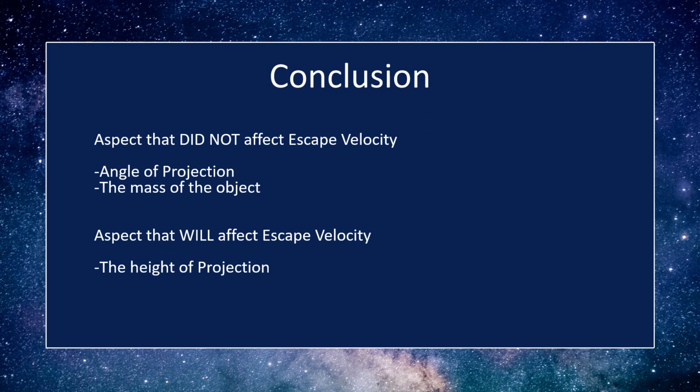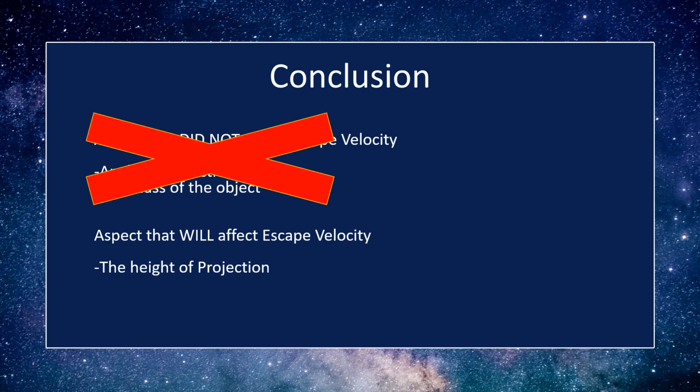To conclude, the aspects that did not affect escape velocity are the angle of projection and the mass of the object. The aspect that will affect escape velocity is only the height of the projection.